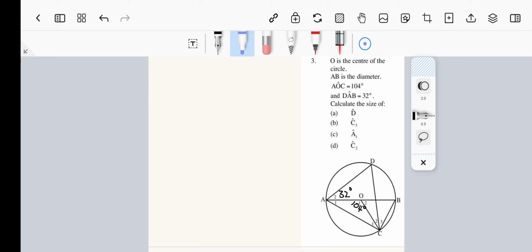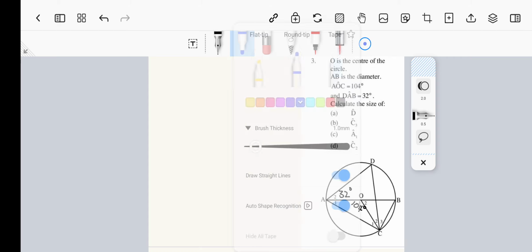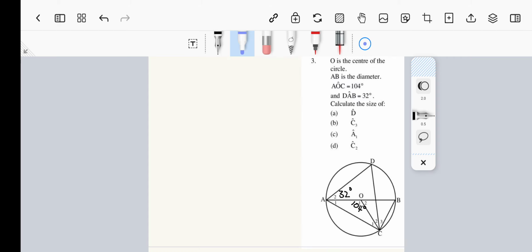Okay, let's look at this question. The first thing that they tell us is O is the center. If they don't tell us that O is the center, you can't make the assumption that it is. But because O is the center, there are certain things that we will know. They say AB is a diameter. Okay, cool. We know certain things because it's a diameter. They also tell us AOC is 104. That wasn't on the original picture, so I drew that in.